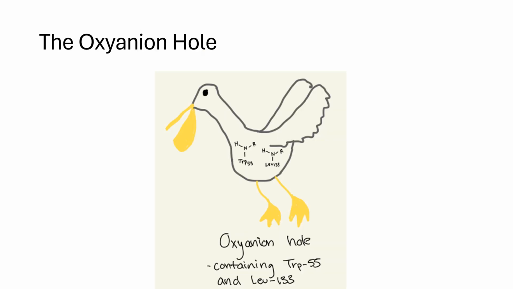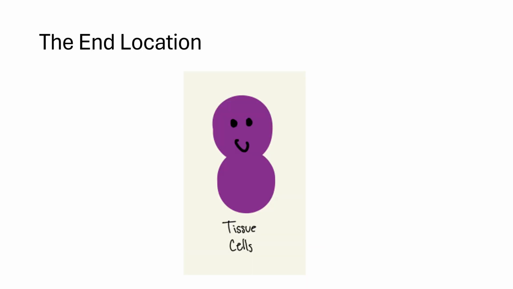An oxyanion hole is also present within LPL. This is made up of tryptophan and leucine. The product formed in the hydrolysis of triacylglycerides by LPL is what is known as free fatty acids. These free fatty acids end up in tissue cells and are then used for energy.